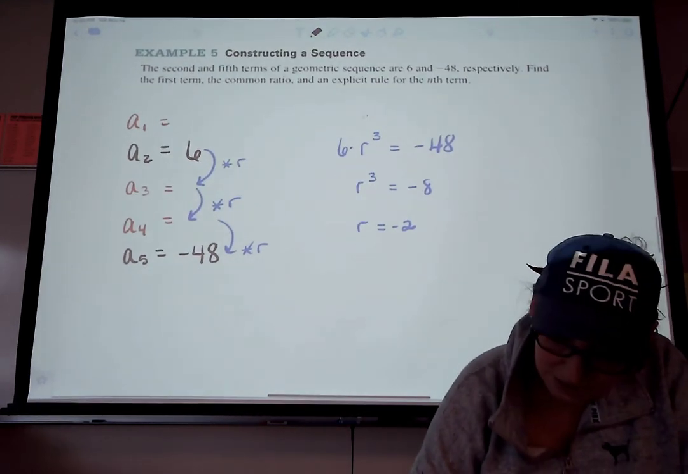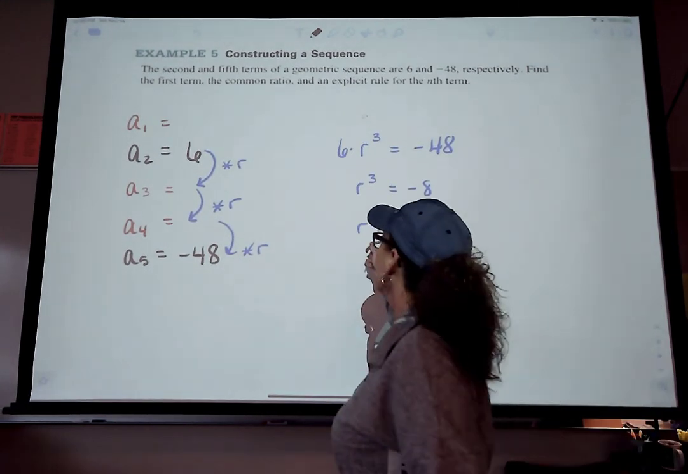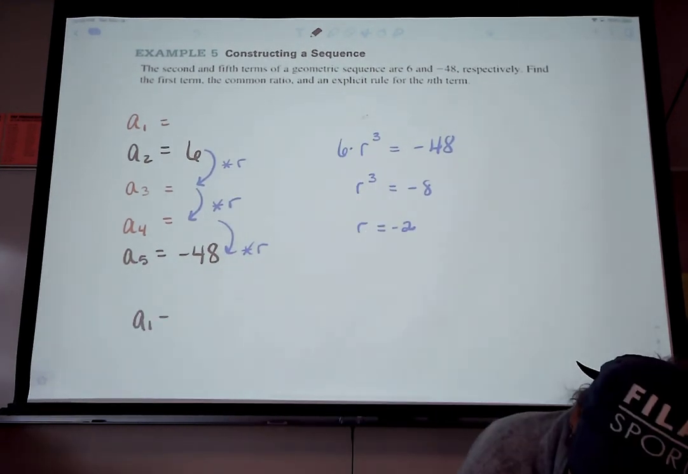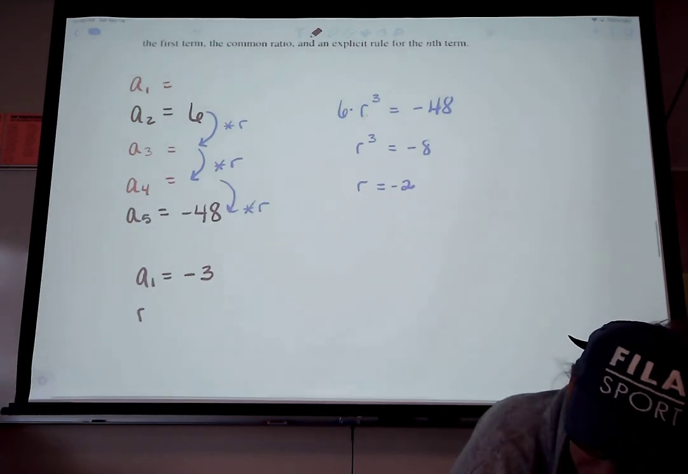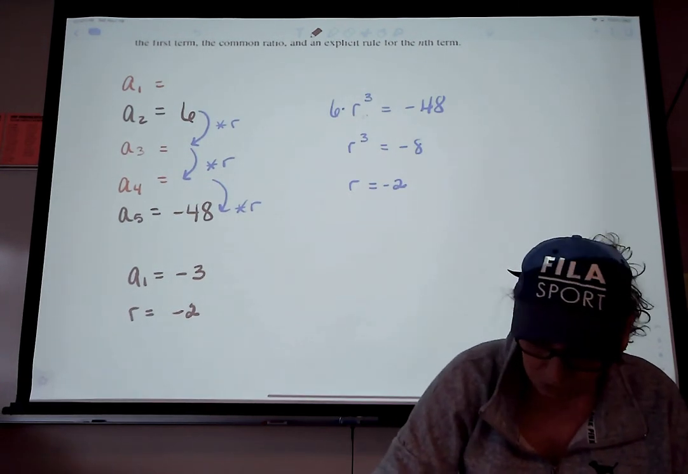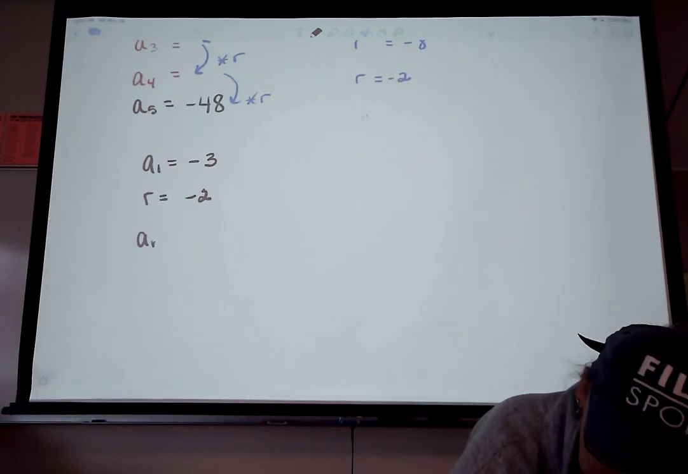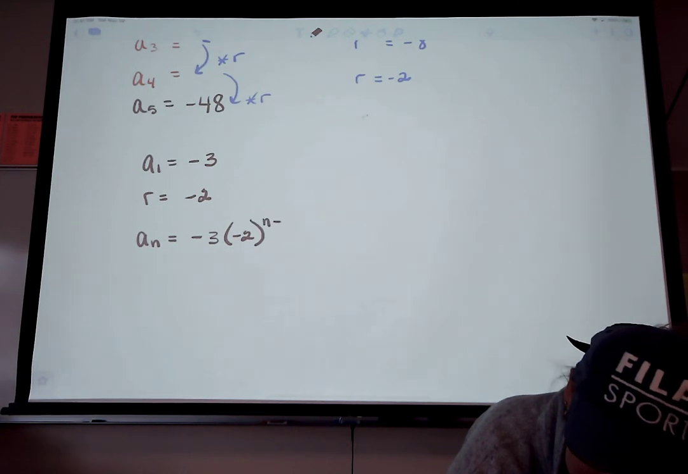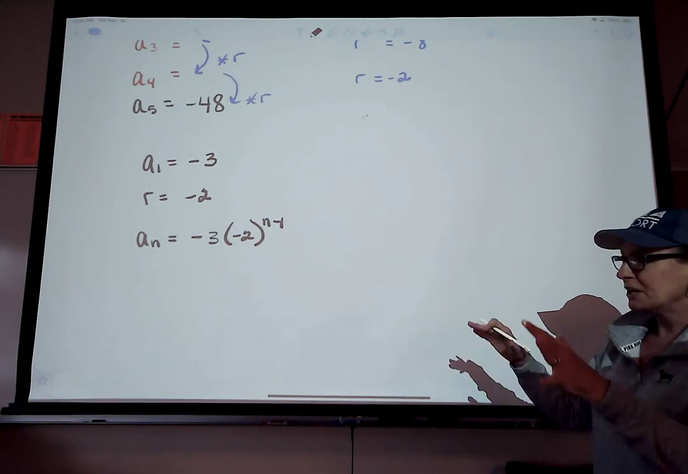Okay, well now that we know that, let's answer, kind of forgot what it even asks. Find the first term. Okay, well, if r is -2, back it up 1. First term is -3. Find the common ratio. Oh, we did that already. Find an explicit rule. Okay. A sub n equals first term times r to the n minus 1. There we go. All right. Should be pretty easy stuff. Have fun with that.